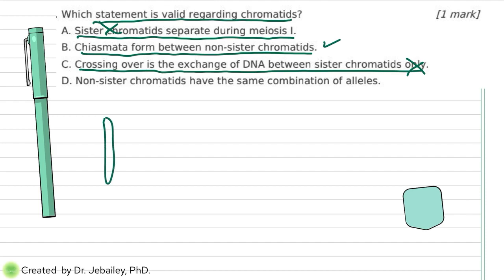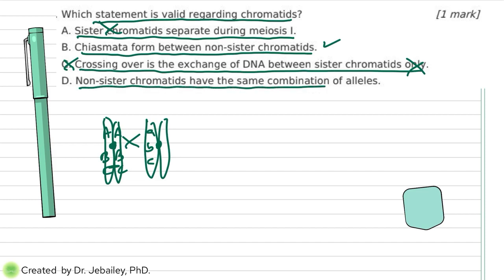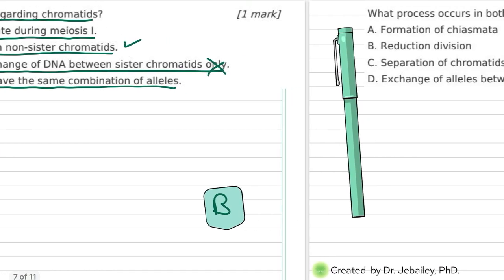Remember, the sisters are exactly the same: A with A, B with B, C with C. If you exchange, it's going to be the same thing. It has to be with a non-sister, which is little a, little b, little c. That's where the crossover happens, so it's a no. Non-sisters must have the same combination of alleles? No, they don't. See, it's big A and small a. So the only one we have is B. So it's important to read all the options before you decide.